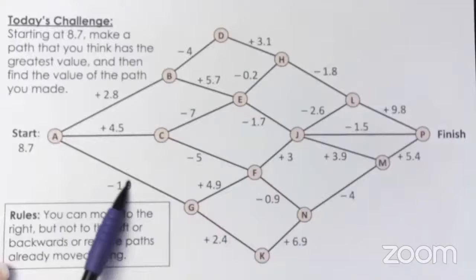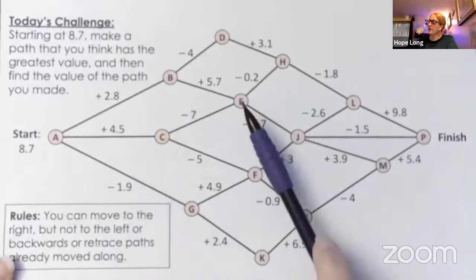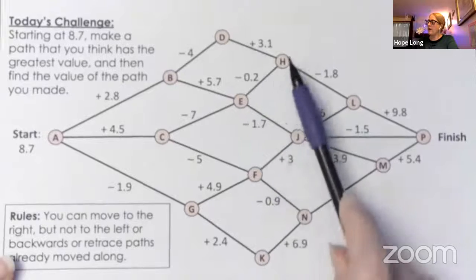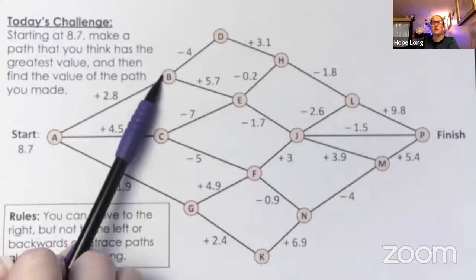Yeah. E to C, you could go C to E, and then you could go H or J, but you could not go back to B.